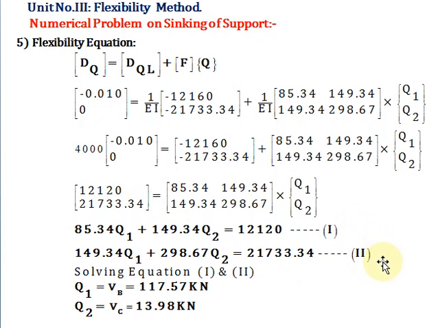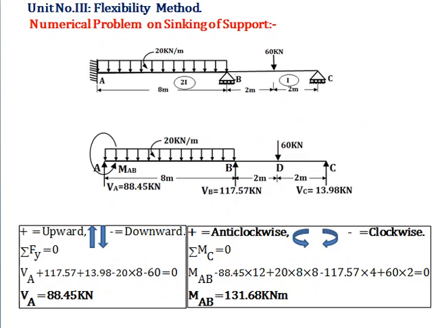By solving these two simultaneous equations, we get the first unknown, that is vertical reaction at B as 117.57, and the second unknown, that is Q2, vertical reaction at C, equal to 13.98. So after solving these equations, we get these two unknowns. Here we have calculated the two redundants, that is VB and VC. Our next step is to find the other unknowns.